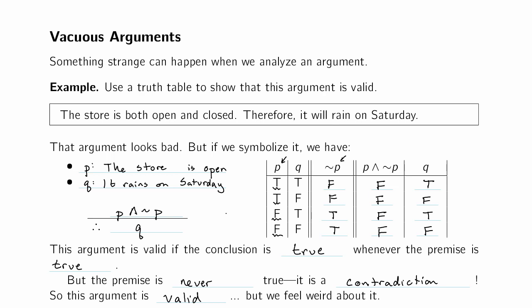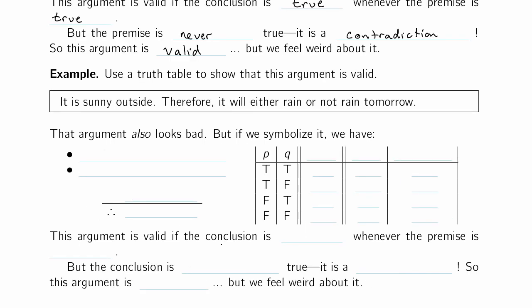There's another very similar thing that can happen that we also don't like. Consider this argument. It is sunny outside. Therefore, it will either rain or not rain tomorrow. Our simple statements are, it's sunny out, and it will rain tomorrow. Our one premise is just the simple statement P, and our conclusion is that either it will rain tomorrow, so either Q is true, or it won't rain tomorrow, so not Q is true.